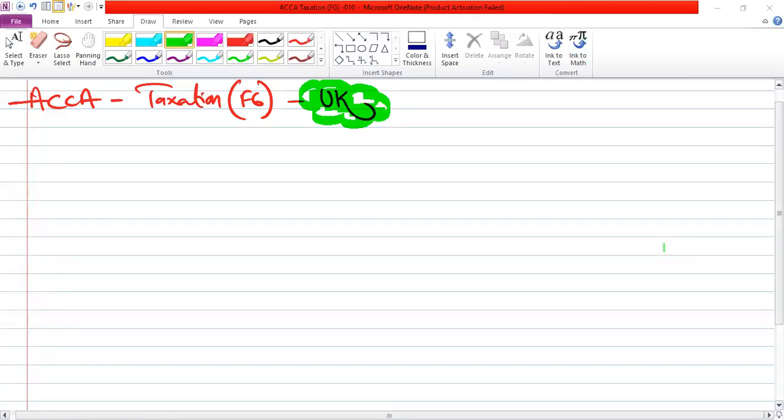ACCA skills level paper, taxation. First of all, we will discuss the paper pattern, then the syllabus, and then inshallah we are going to start the syllabus. As we all know, in skills level, all the papers, it's F5, F6, 7, 8 or 9, yani PM, TX, FR, AA or FM.